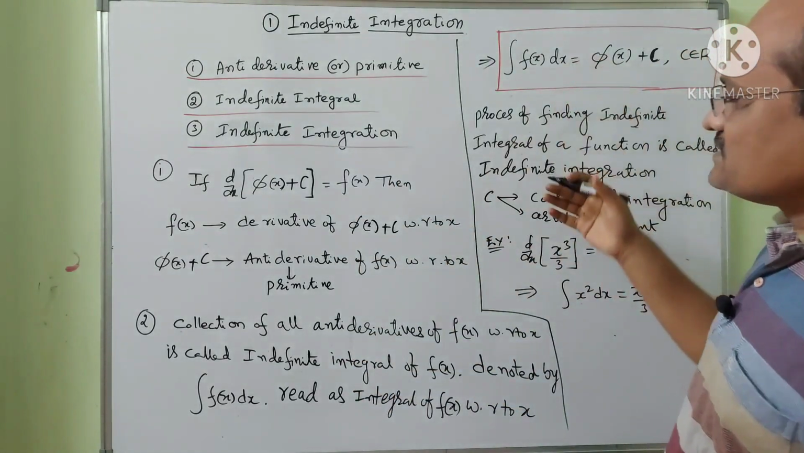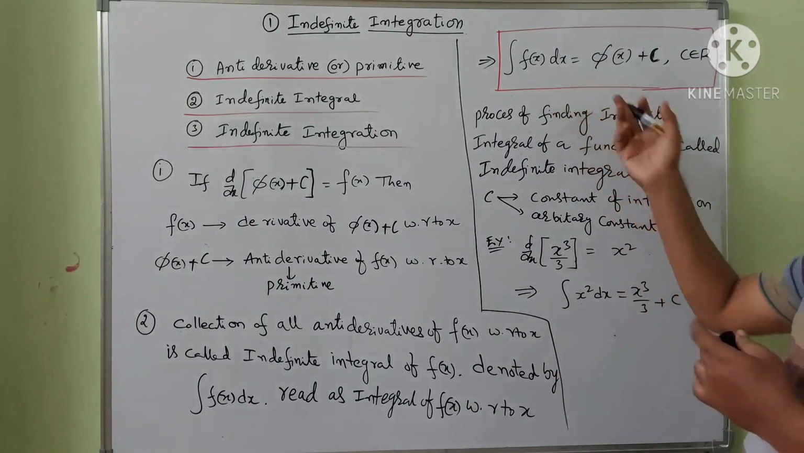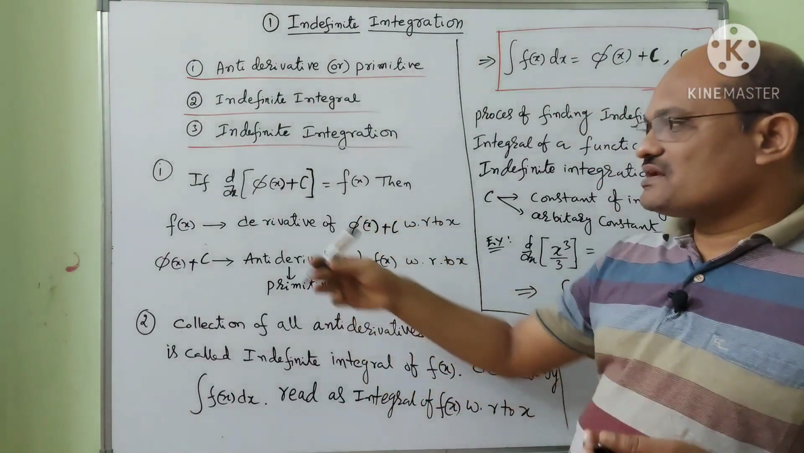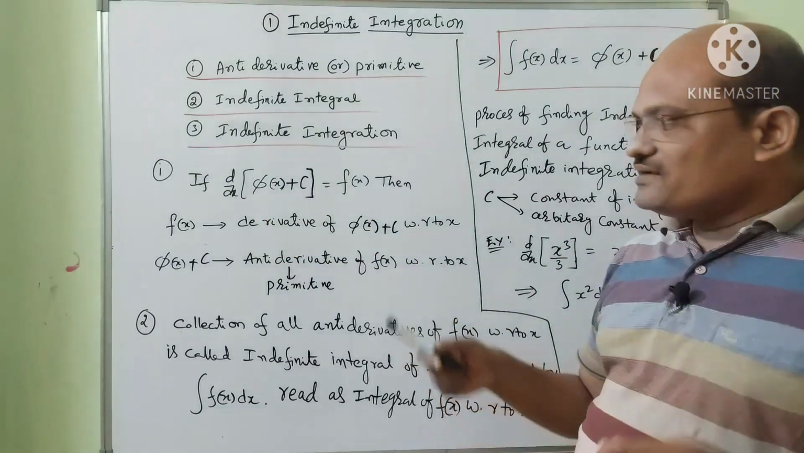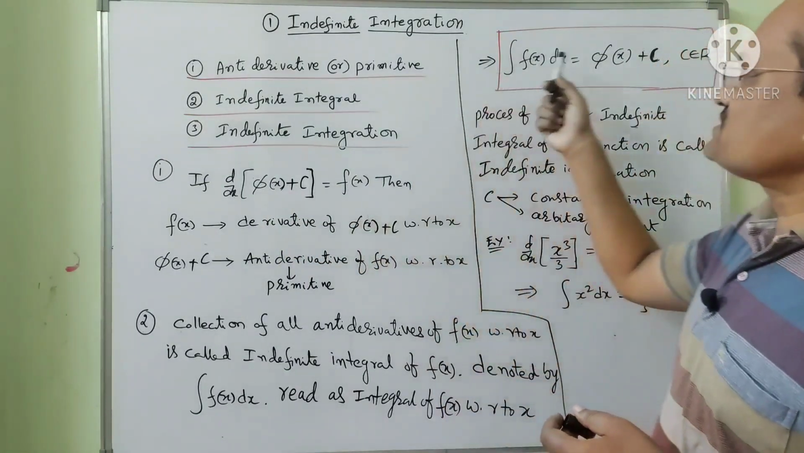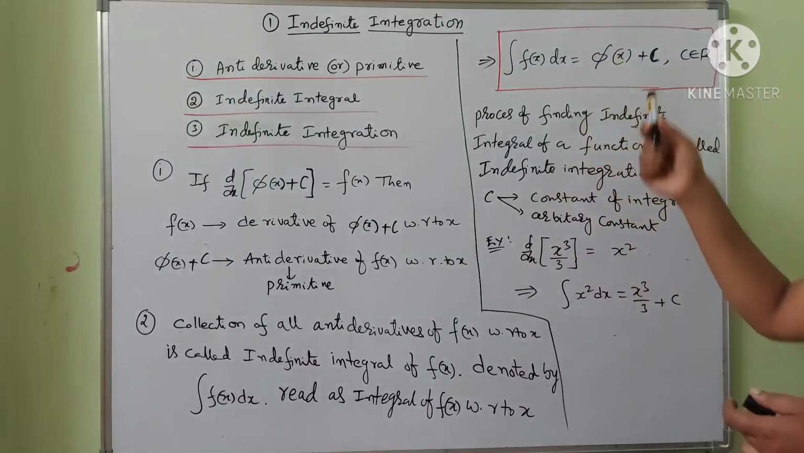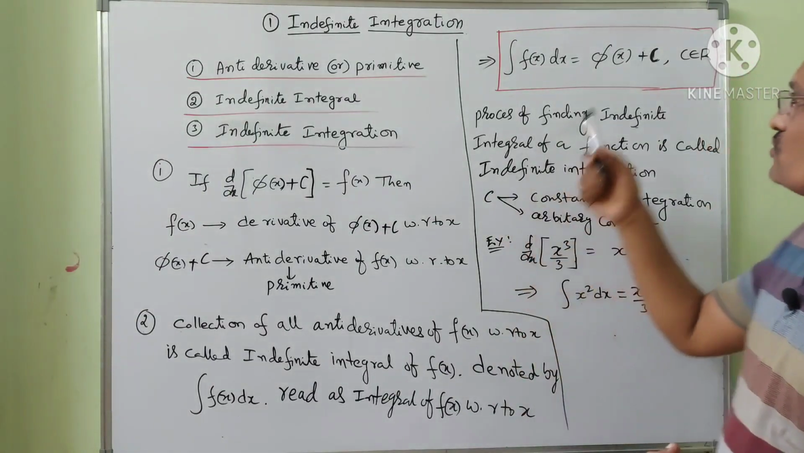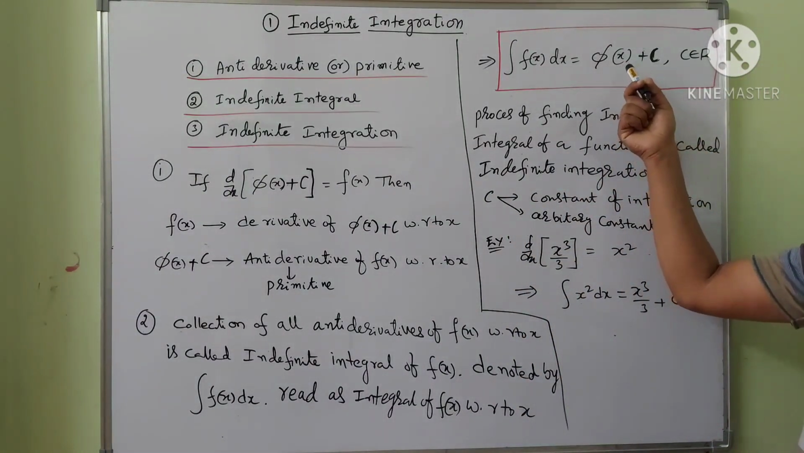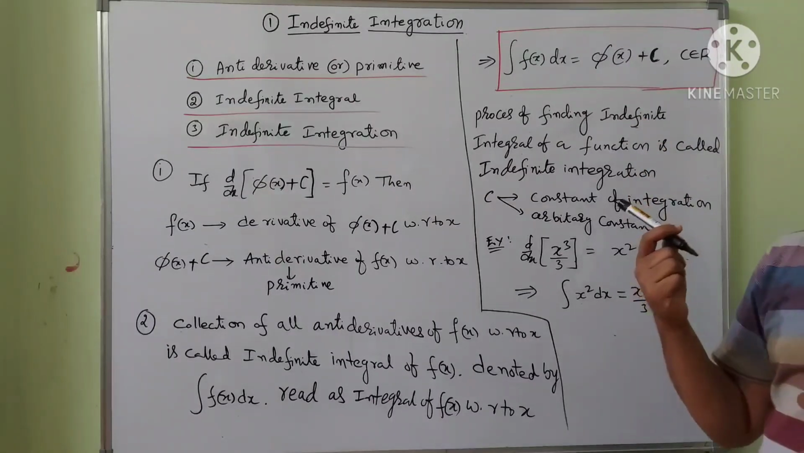Here we discussed the procedure to write the indefinite integral. What is that procedure? If the derivative of phi of x plus c is f of x, then the integral of f of x dx is phi of x plus c. This procedure is called indefinite integration. The outcome is called the indefinite integral. The procedure we follow to get the indefinite integral is called indefinite integration.